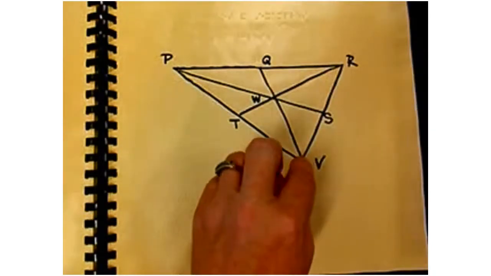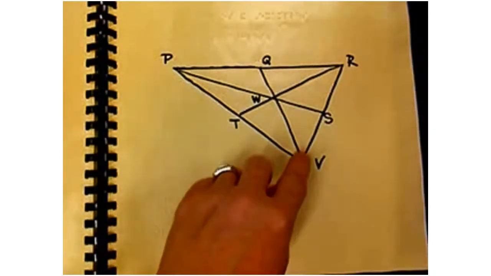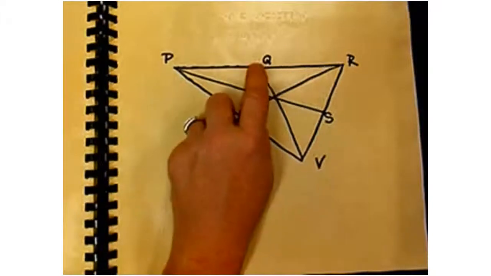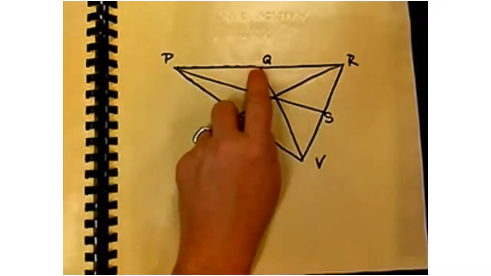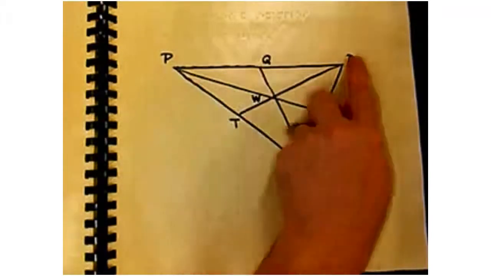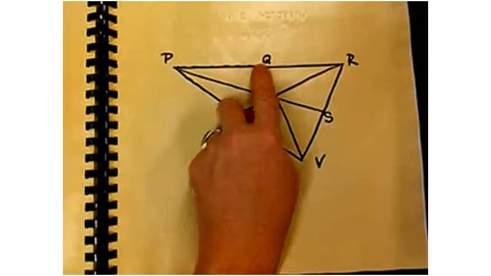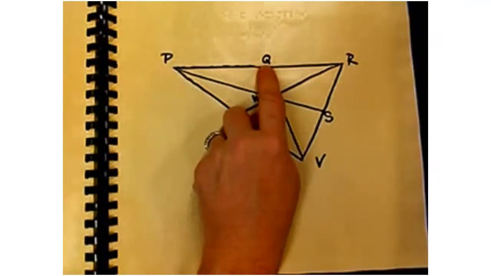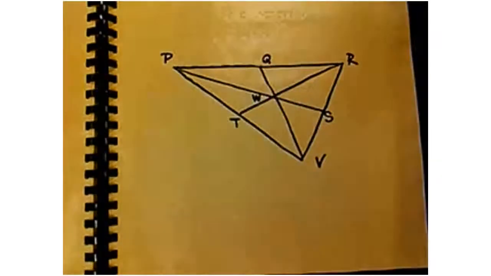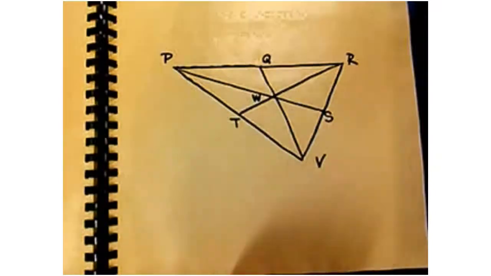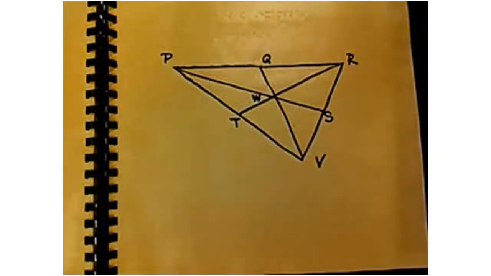Because you were given that VQ is a median, you can say in court, therefore I know Q is the midpoint. By definition of median, Q is the midpoint of side PR, therefore PQ has to equal QR. If PQ is 14.5, I know QR is 14.5. So that's all the work that we would be doing with medians and centroids that you might want to make some notes of.